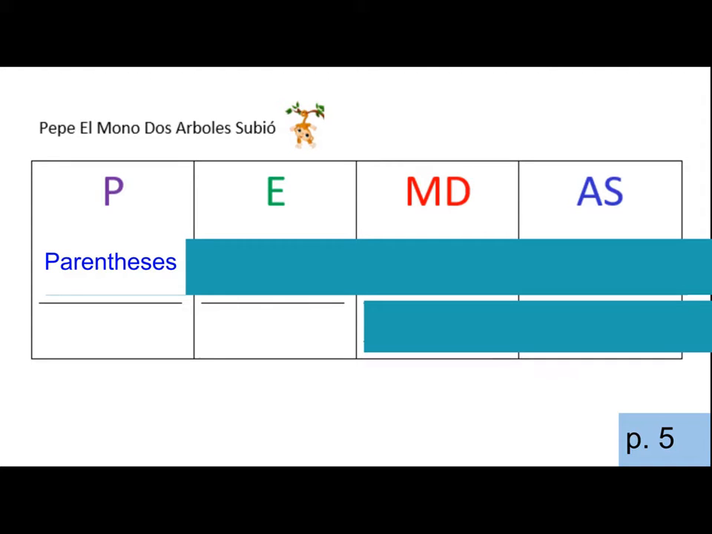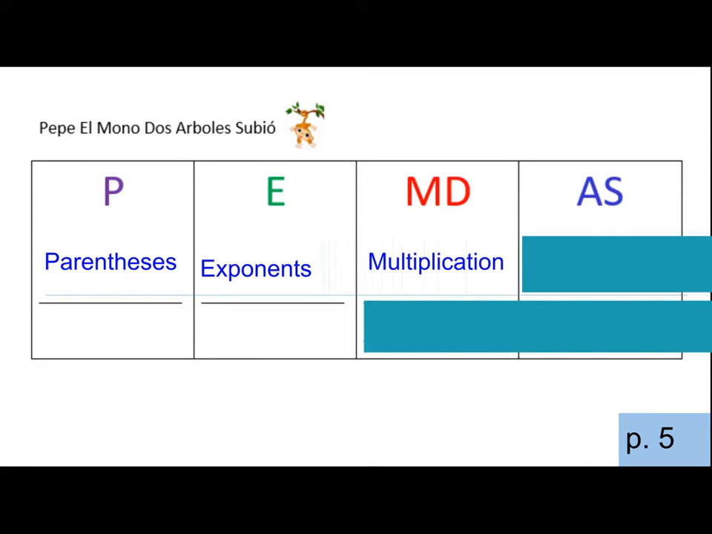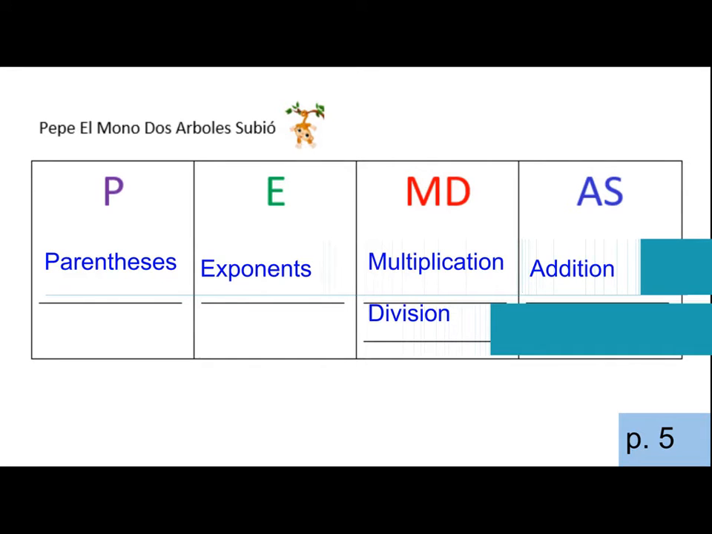Now the E in PEMDAS. What symbol starts with an E? Exponents. What starts with an M? Multiplication. A D? Division. An A? Addition. An S? Subtraction. Please copy these into your notes.